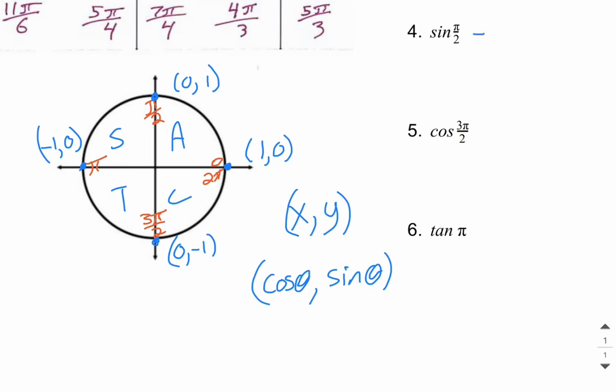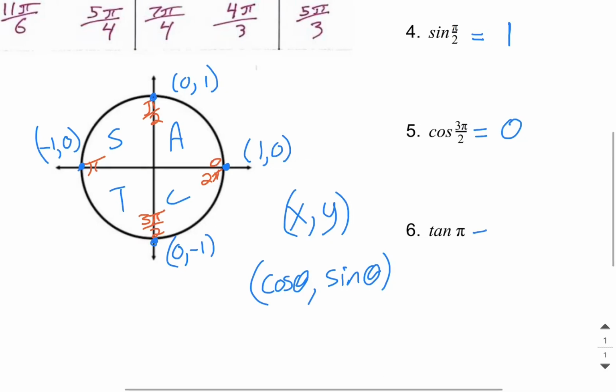So our first example, we have the sine of pi over 2. We find pi over 2 on the unit circle and look at the coordinates. The answer is going to be either 0 or 1. In order to decide, we just need to know that the sine is our y coordinate. So our answer in this case will be 1. For the cosine of 3 pi over 2, we find that on our unit circle. We have the coordinate 0, -1, and cosine is x, so our answer is 0.